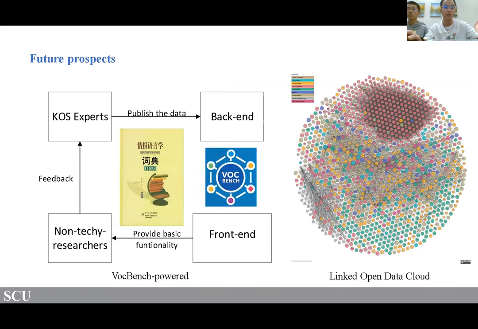The next part is our future prospect. Take the lexicon as an example. The data flow is cyclical. Front-end servers provide basic functions to non-technical researchers. Non-technical researchers give feedback to KOS experts, and the KOS experts implement data semantic modeling and publishing through back-end technology. Back-end technology and front-end service are merged by Workbench.